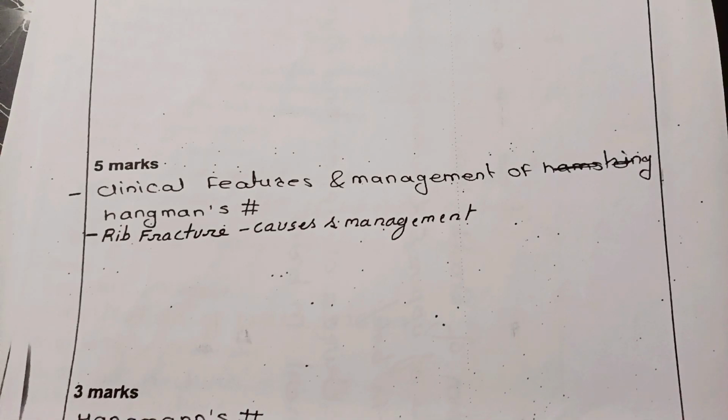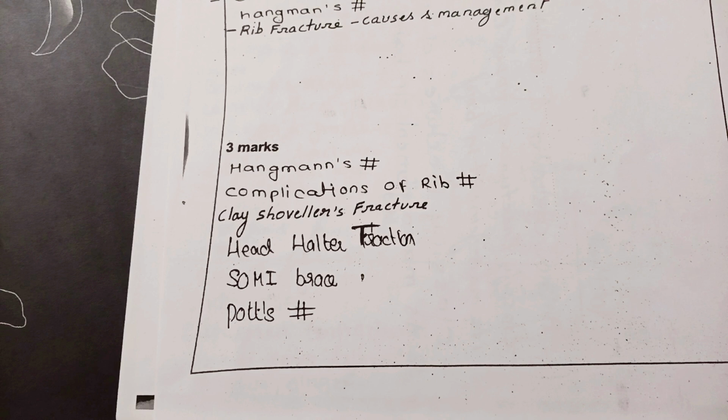Coming to the important 5-mark questions, there are only 2 questions, that is clinical features and management of Hangman fracture. Second one, rib fracture, its causes and management. Now coming to the 3 marks. First one, Hangman fracture, complications of rib fracture, Clay-Shoveler's fracture, head halter traction, SOMI brace, and Pott's fracture.